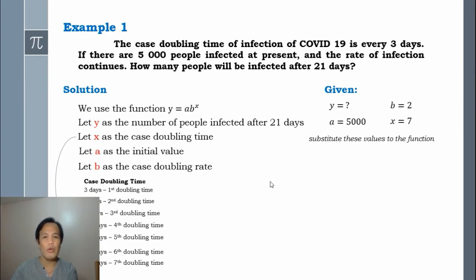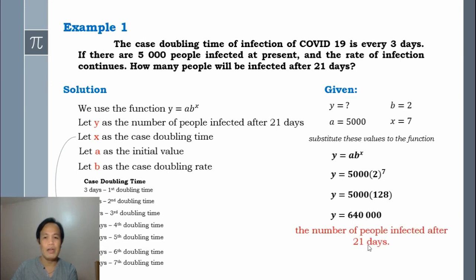For the solution, we need to substitute these values into the function y equals a times b raised to x. Since y is unknown, we copy y. Our a is 5,000, times b, which is 2, raised to 7, which is our x. To simplify, 2 raised to 7 is 128, then multiplied by 5,000, so y is equal to 640,000. These are the people infected after 21 days.